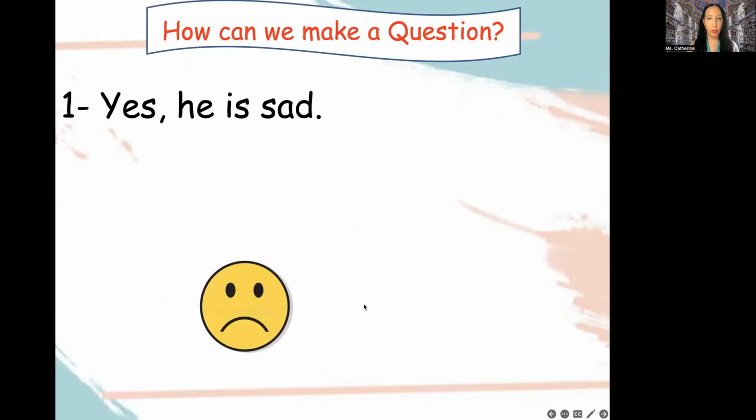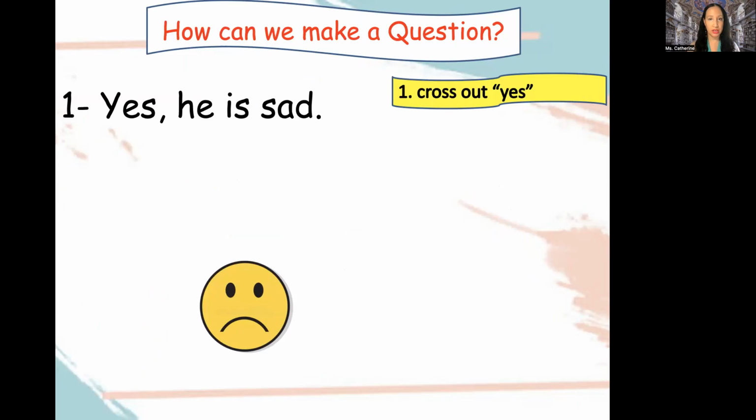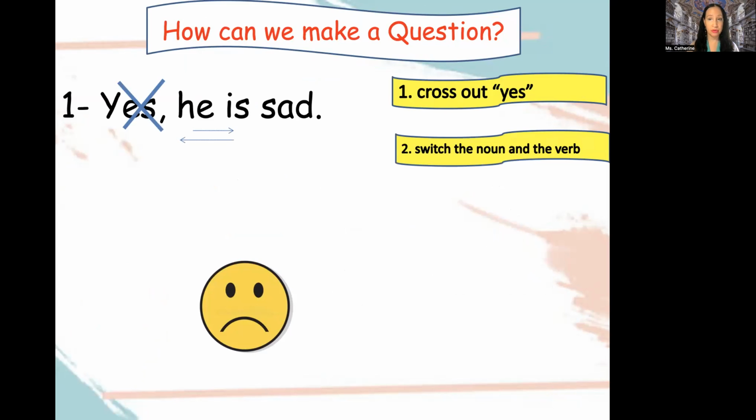Okay. How can we make a question? What do we see here? The emoji says, "Aw, he is sad." Okay. So now we want to cross out yes, because we're going to make a question. So what would happen if we cross out yes and we make a question? We switch the noun and the verb. What would the noun be? That's right, he. What's the verb? That's right, is.